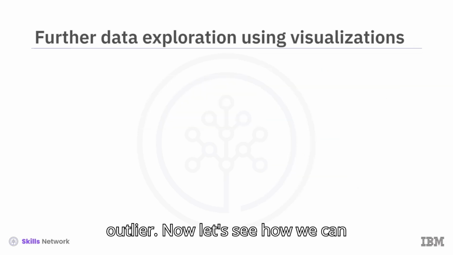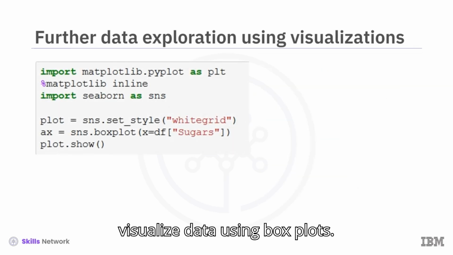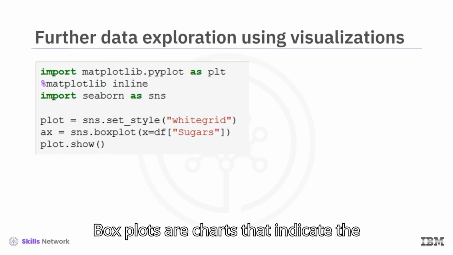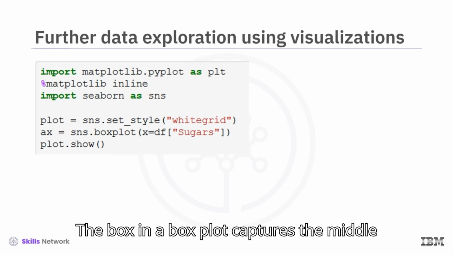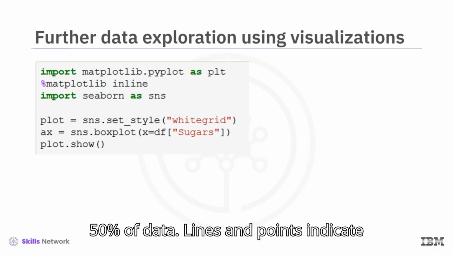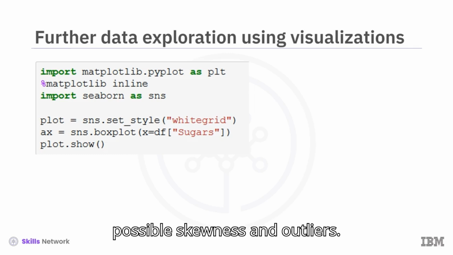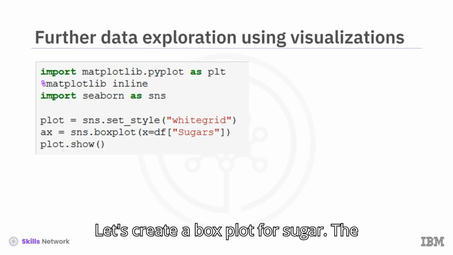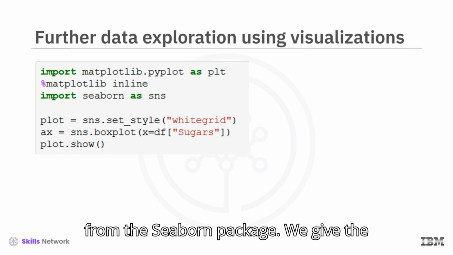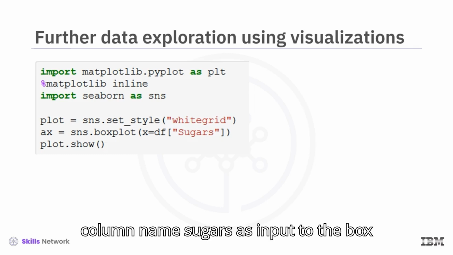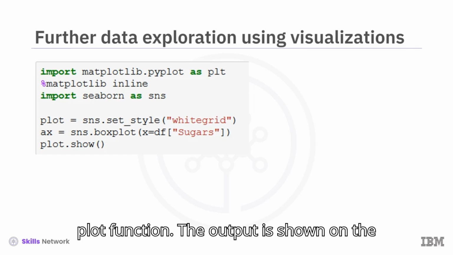Now let's see how we can visualize data using box plots. Box plots are charts that indicate the distribution of one or more variables. The box in a box plot captures the middle 50% of data. Lines and points indicate possible skewness and outliers. Let's create a box plot for sugar. The function we are going to use is boxplot from the Seaborn package. We give the column name sugars as input to the boxplot function.